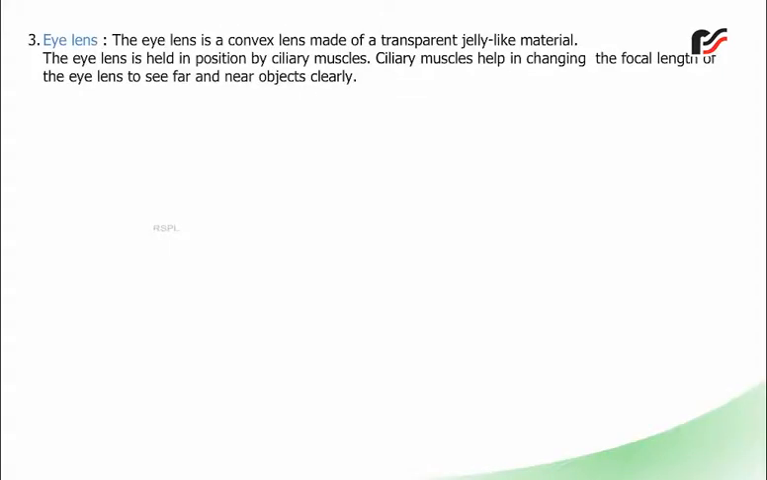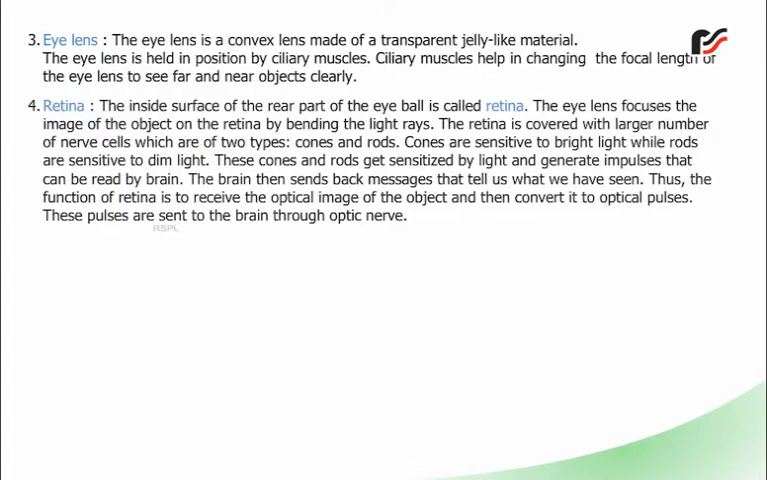3. Eye lens. The eye lens is a convex lens made of a transparent jelly-like material. The eye lens is held in position by ciliary muscles. Ciliary muscles help in changing the focal length of the eye lens to see far and near objects clearly. 4. Retina. The inside surface of the rear part of the eyeball is called retina.